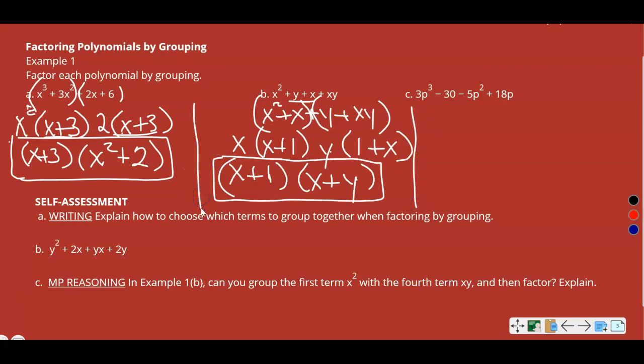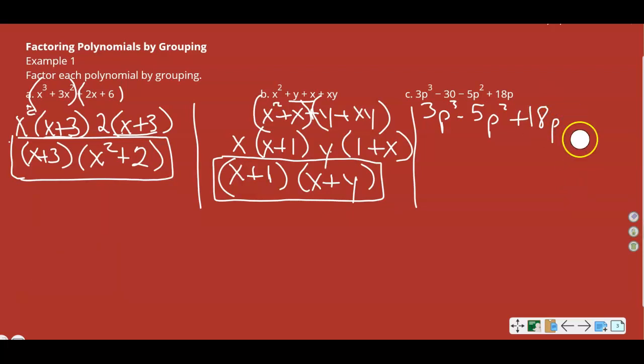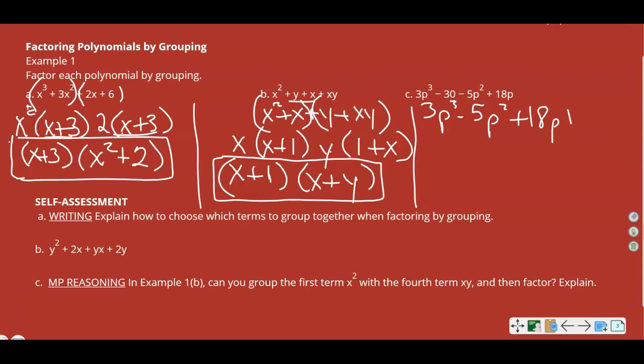All right, C part says 3p cubed minus 30 minus 5p squared plus 18p. I don't have to put this in standard form first, but I'm going to. So I'm going to do 3p cubed minus 5p squared plus 18p, and then minus 30.